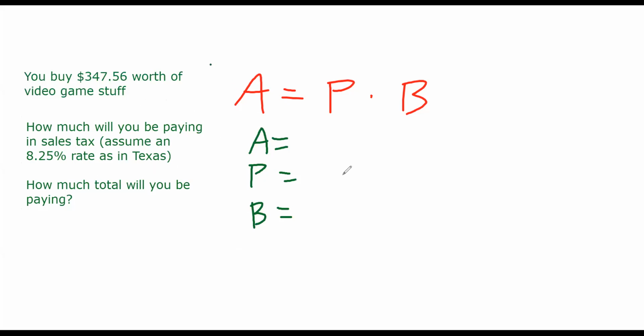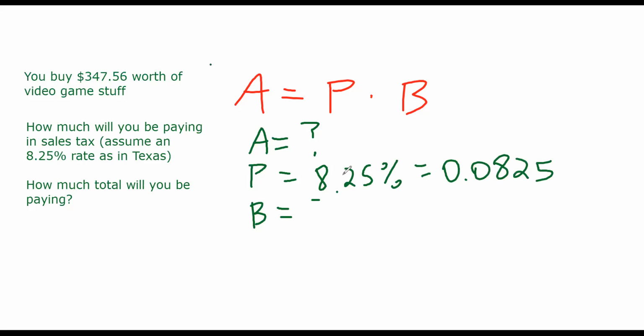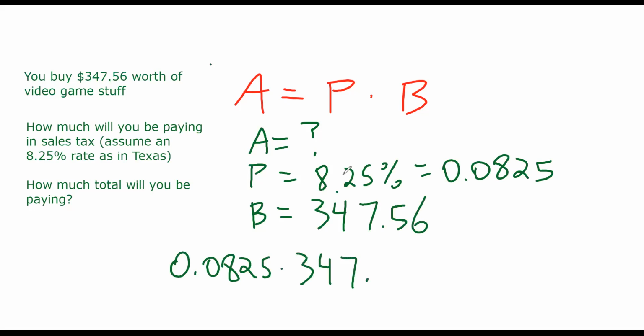So first of all, we'll answer this first question. How much do we pay in sales tax? Well, A, we don't know. A in this case is going to be 8.25% of $347.56. P, the percent, is 8.25%, but don't forget to convert it to a decimal: 0.0825. B is the entire pie that I'm taking a percent out of. It's going to be what I'm paying. So I'm literally going to do 0.0825 times $347.56. What will that give me?